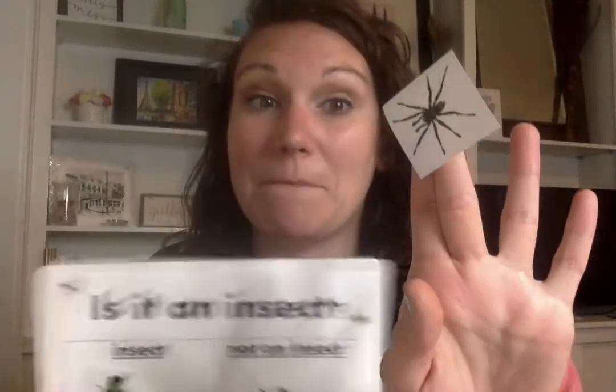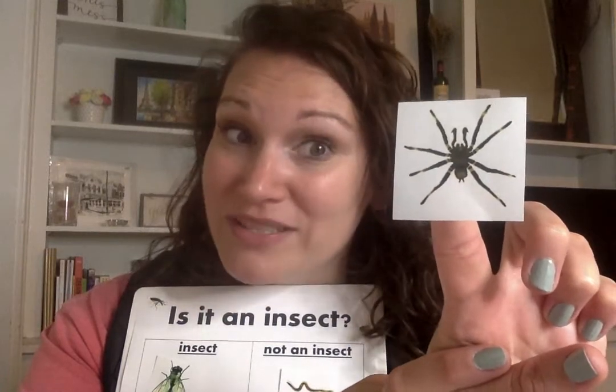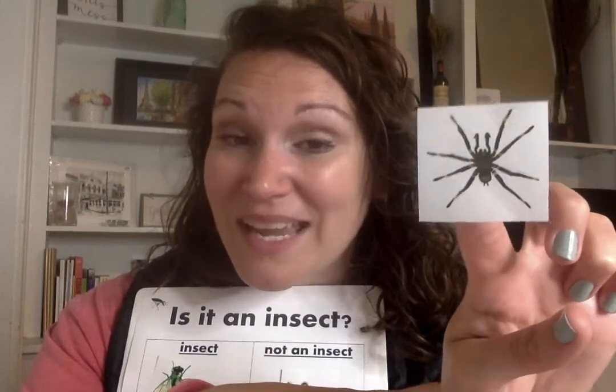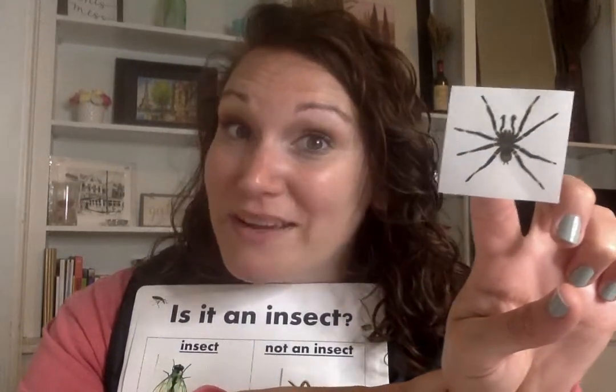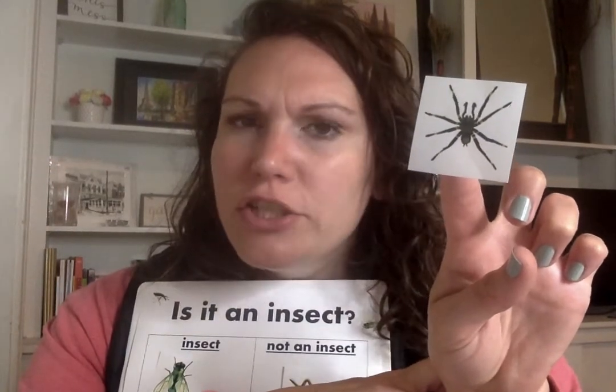Ooh, this one is tricky. This is a spider. So let me get it where you can really see it. This spider has some body parts that we need. It has a head, a thorax, and an abdomen. And it has 2 antennae. But we said it needed to have 4 wings and 6 legs. Do you see any wings?